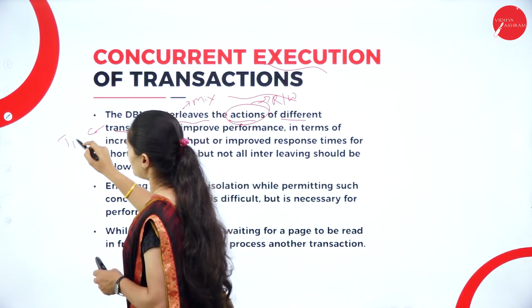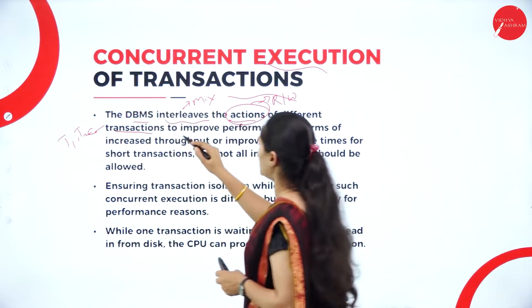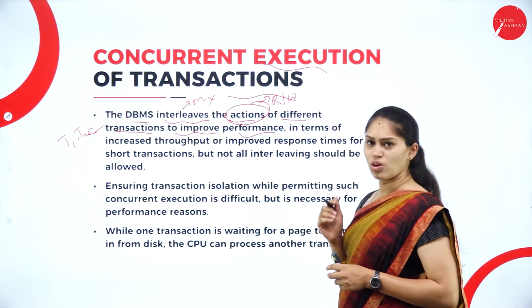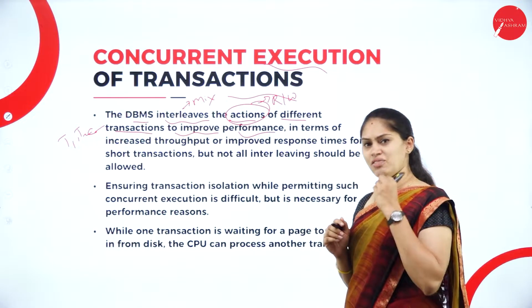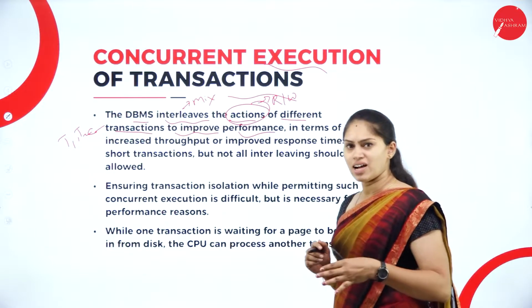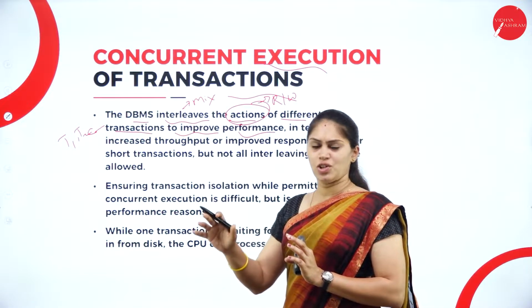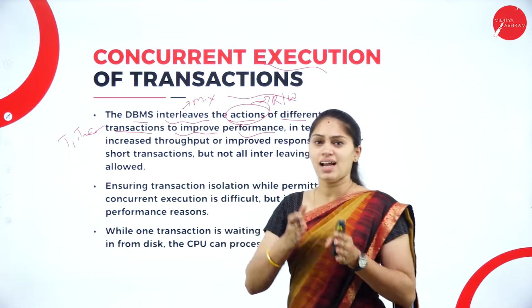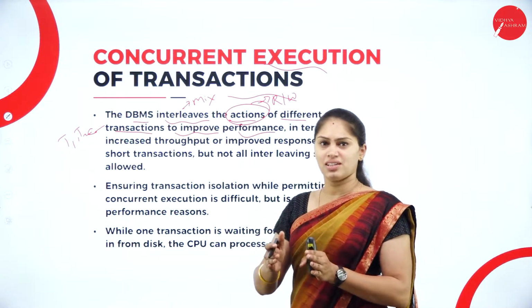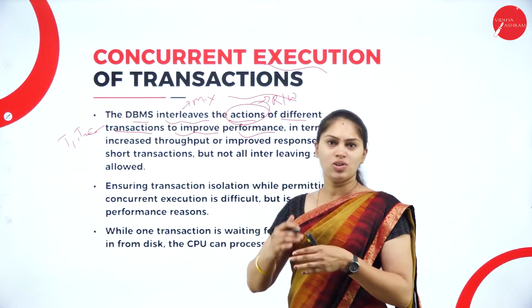It can be T1, T2, anything, to improve the performance. So if it is serial in nature, then we have to wait, right? If I have 100 transactions in T1 and only 20 transactions in T2, T2 has to wait until all the 100 transactions of T1 get executed.